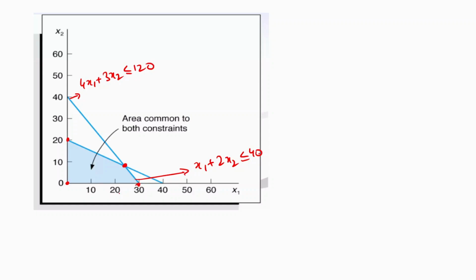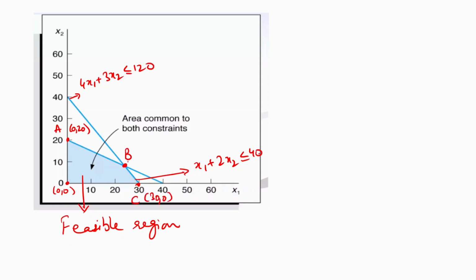So these extreme points, because this shaded region is our feasible region. So all the points that you can see in this shaded area are the feasible solutions, but we have to find out the optimal solution. So optimal solution can be found only on the extreme points. So we have to calculate these points. So let me take this as O. O is 0, 0. This is A, 0, 20, B, and this is C, 30, 0.